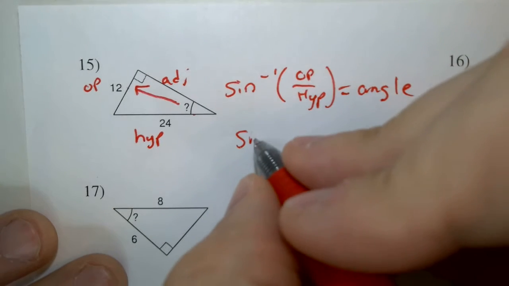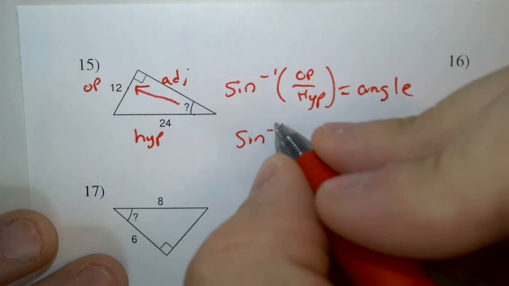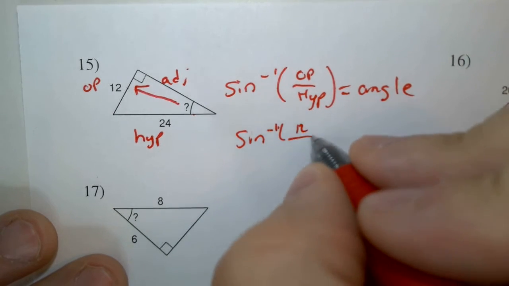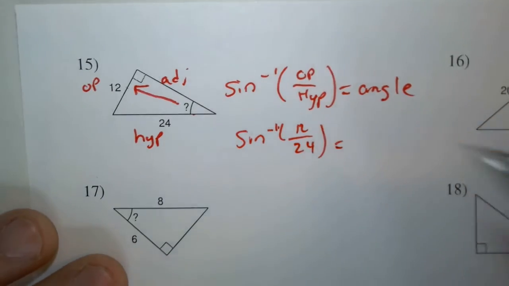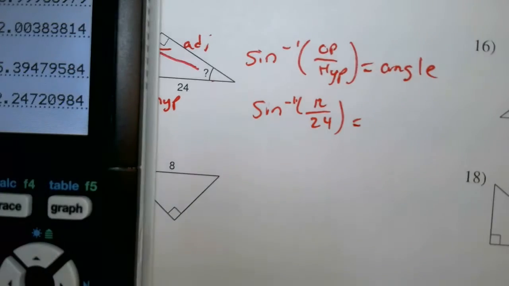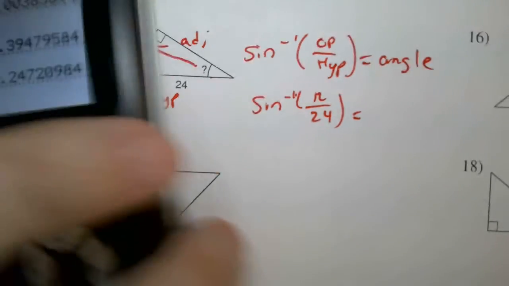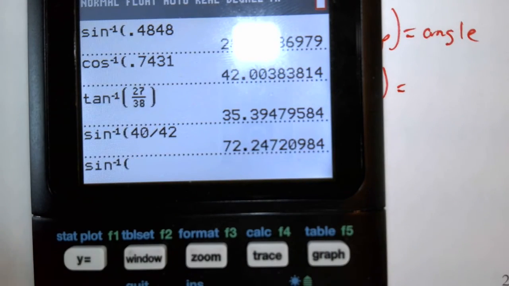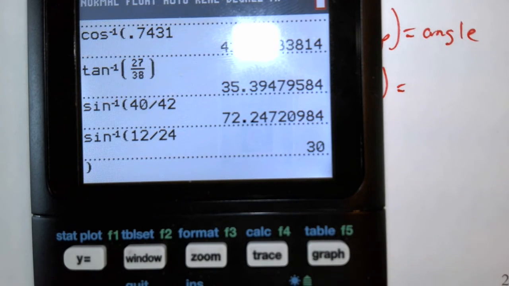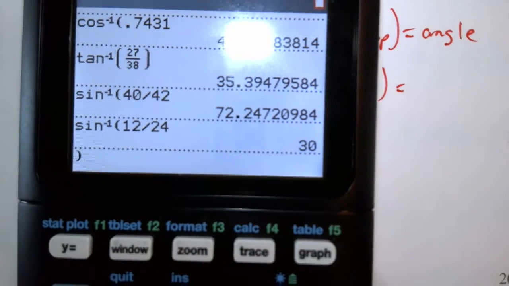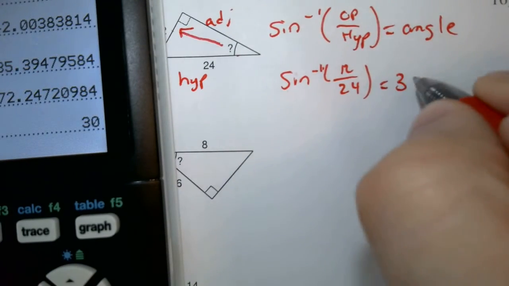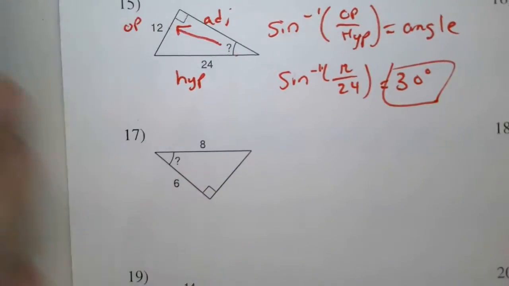So we're going to do sine -1 of 12 over 24. Sine -1 of 12 over 24, I believe, is either 60 or 30. Let's see which one it is. Sine -1, 12 divided by 24. You could also do sine -1 of 1/2 because that's what 12 divided by 24 is, but it was 30 degrees right on the nose.